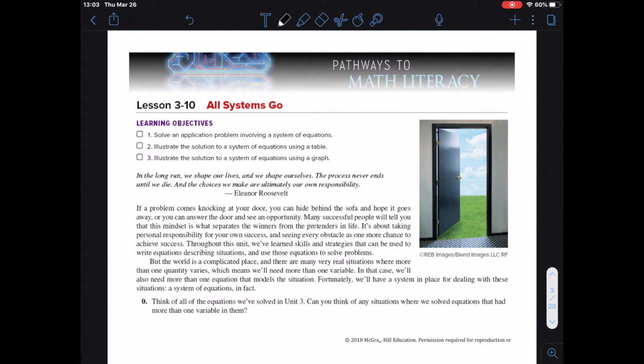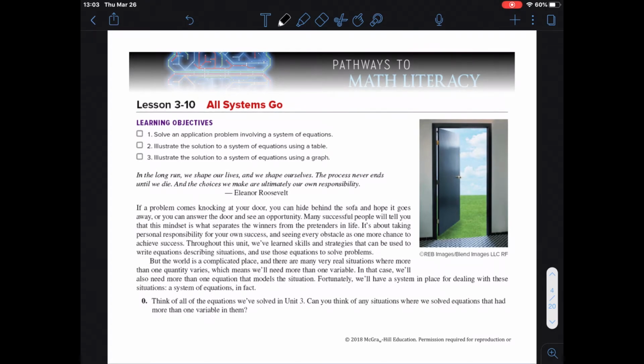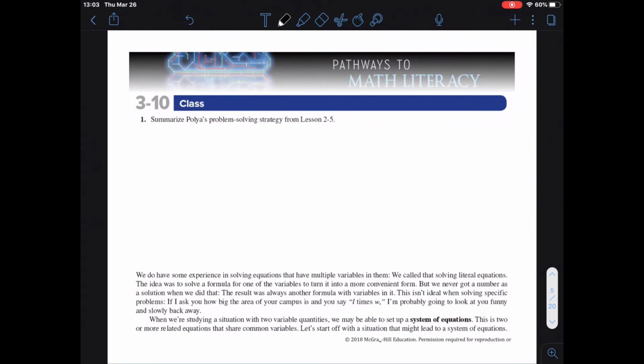So maybe we need a cost function to equal a revenue function. Maybe we need to figure out which company is going to be better for us to do business with. So we want to get into this idea of how to solve a system. They're all going to be problem-solving problems, so we need to remember our specific problem-solving strategy.